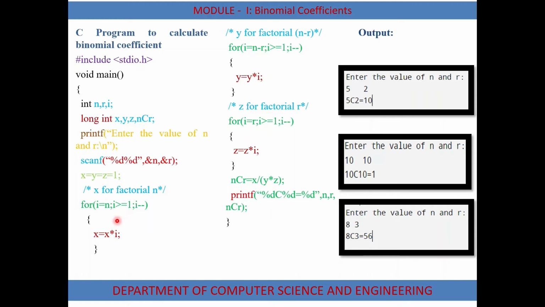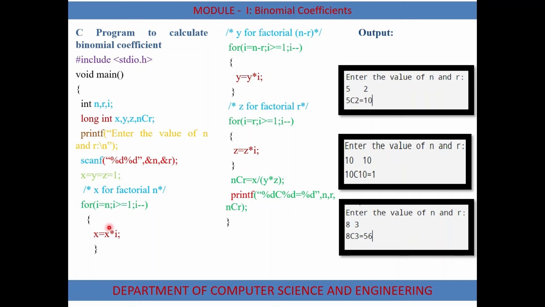Now what is x here? X is equal to x into I. As we know that the initial value of x is 1 here. So 1 into I. I is nothing but the value of n, that is 5. So 1 into 5, that is nothing but 5. Now the value of x is equal to 5.